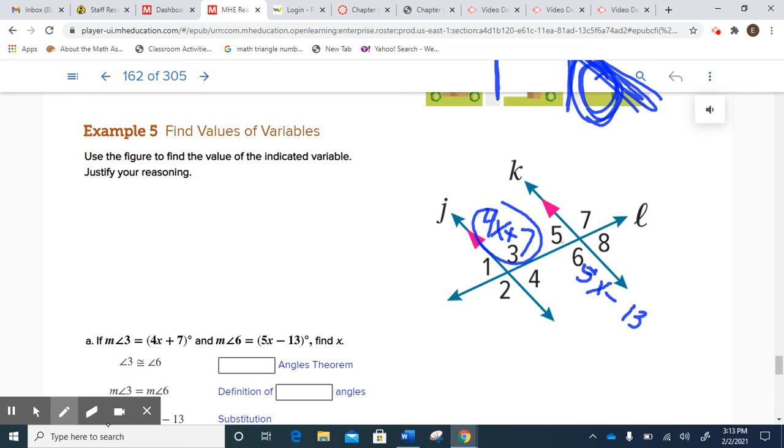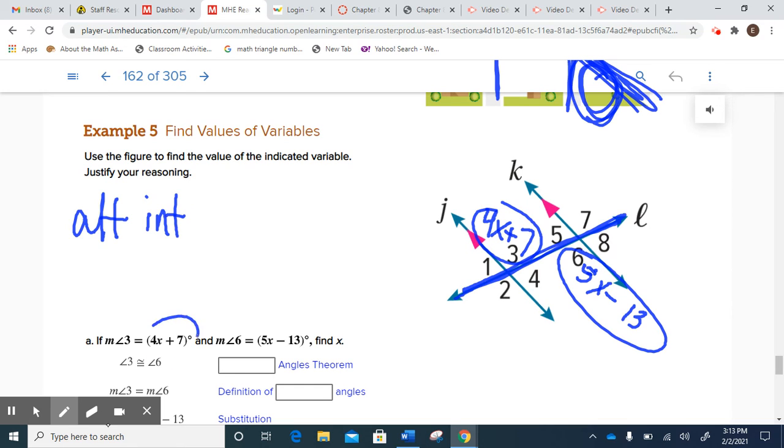So this angle and this angle are on opposite sides of the transversal, so they are alternate, and they're on the inside of the parallel lines, so they are interior, which means that these two expressions are equal to each other. So we're going to find what x is based off of that. I'm going to set up 4x plus 7 equals 5x minus 13, and then just solve from there.